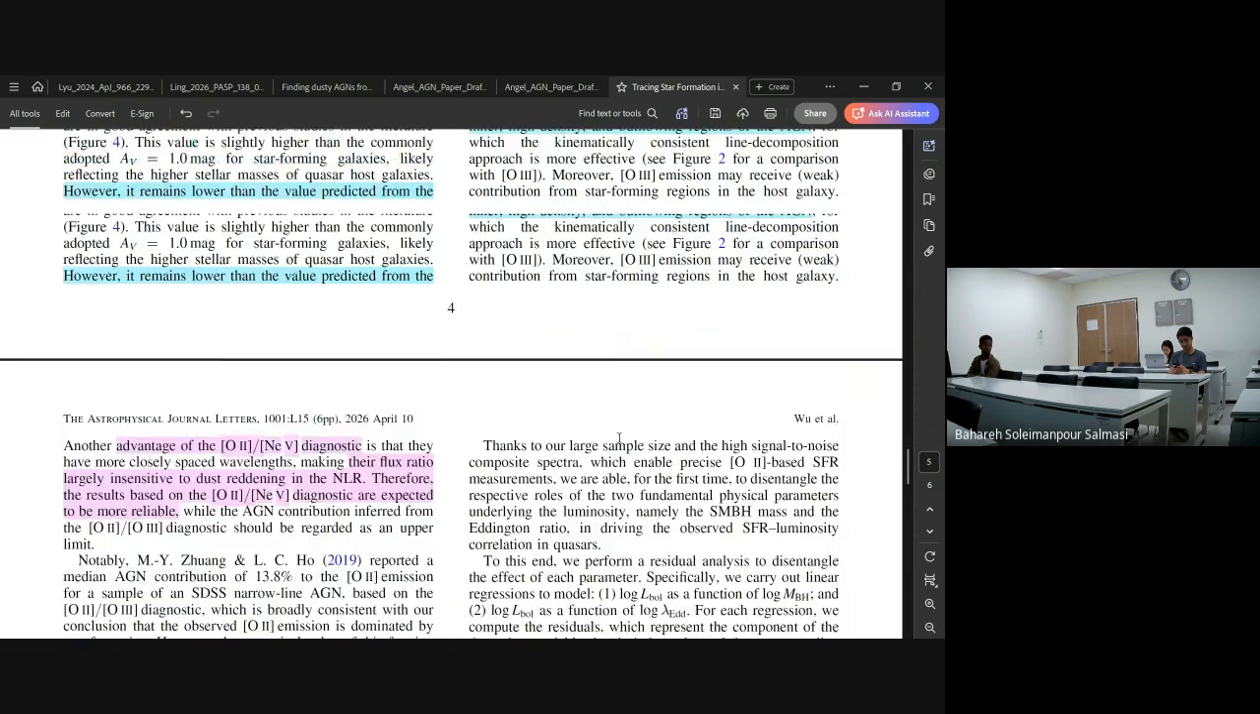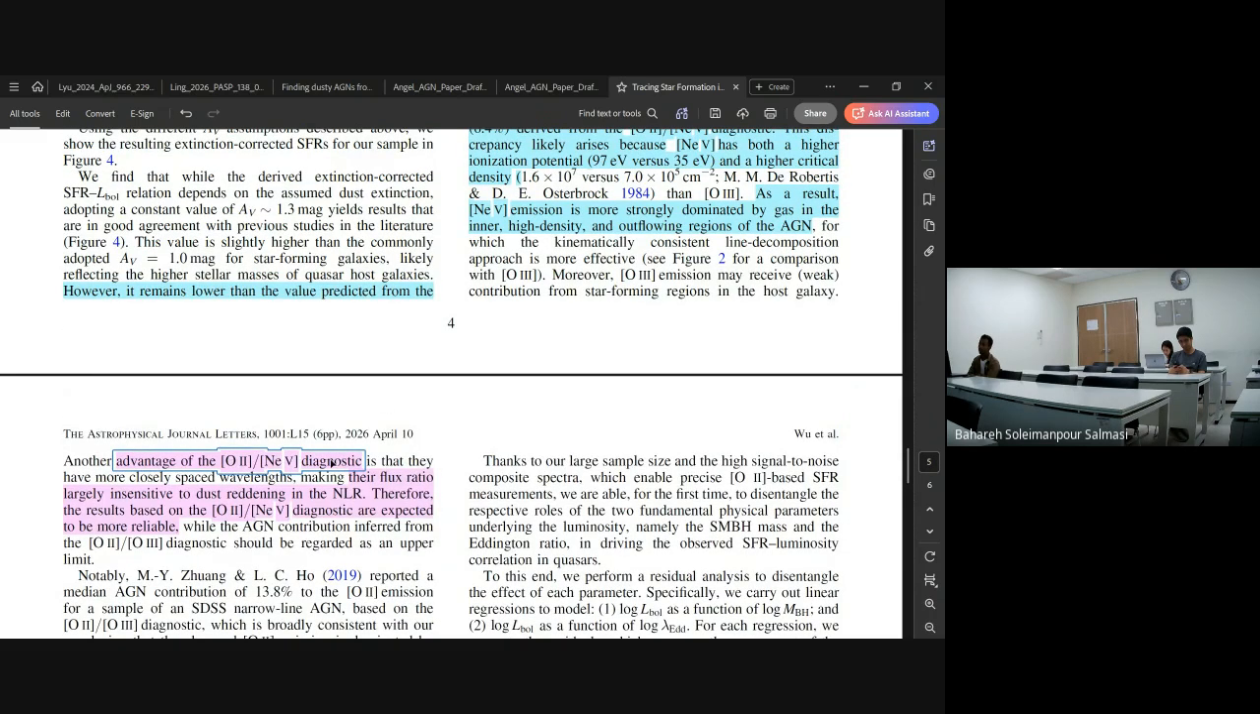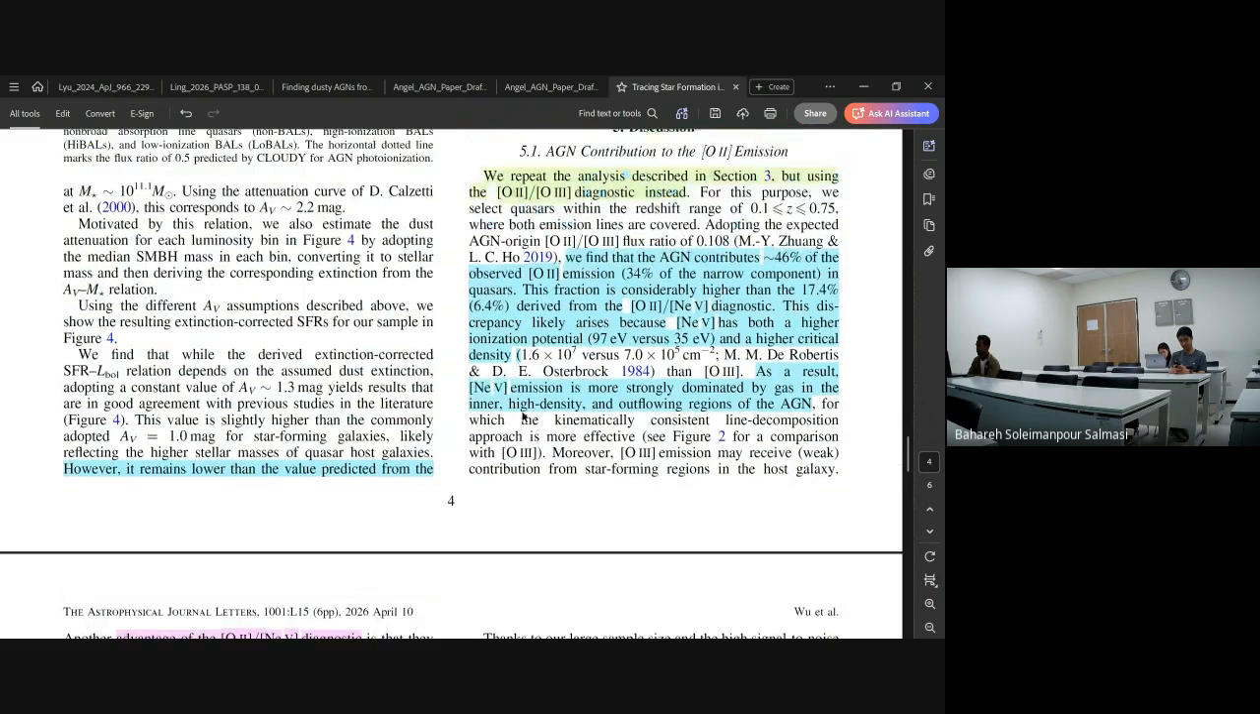So they just list the advantages of separating the narrow components from the broad components, to get more accurate results and to eliminate any AGN contamination when calculating star formation rates. So yeah, that's my paper. Any questions? Yes. It's not a question, actually, it's a comment.